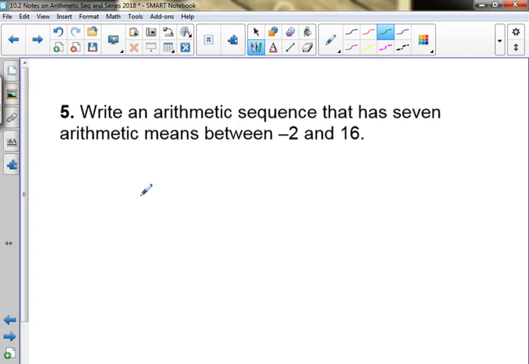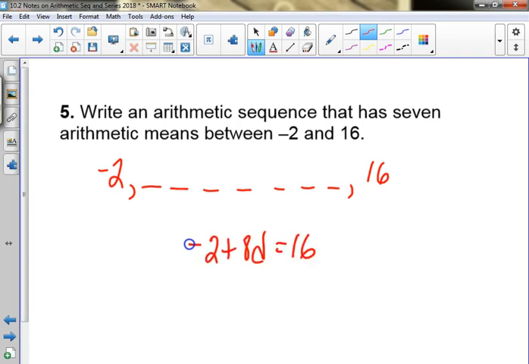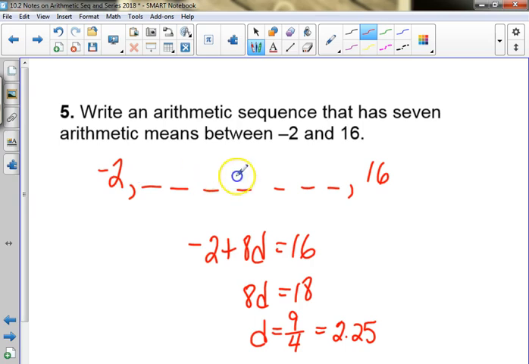Write an arithmetic sequence that has 7 missing terms between -2 and 16. Have we learned anything about how this is going to go? How many differences are we actually adding? 8 differences to get to 16. So we get 18 divided by 8, which is 9/4 or 2.25. Did I do that right? Yeah, so then we just throw them all in there.